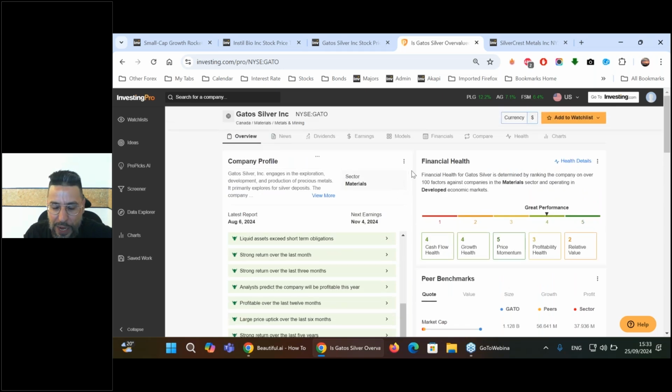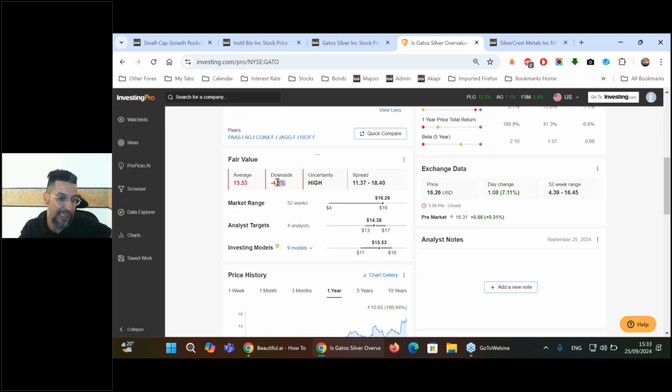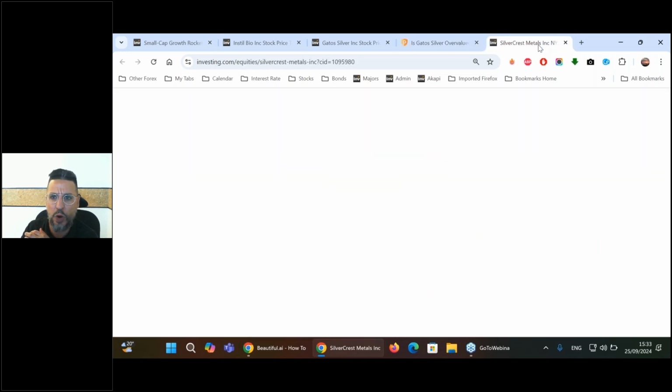...than bear, or more bullish tailwinds than bearish headwinds. Gatos Silver, well, according to fair value, it's fairly valued, with 4.5% downside. But if I'm taking a look at the spread itself, the highest estimates are for above $18, and it's trading at about $16 at the moment.